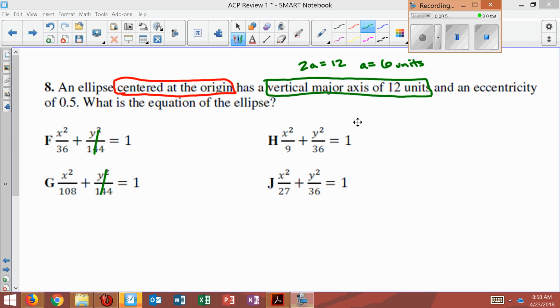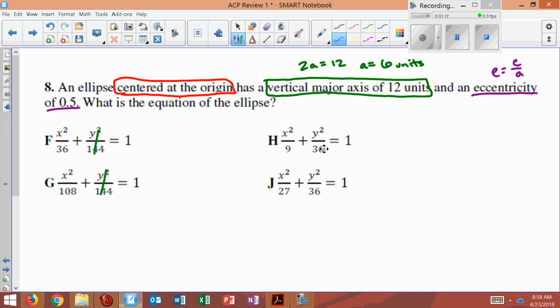And it says it has an eccentricity of 0.5. Now you need to remember that eccentricity comes from the formula c divided by a. In this problem we just discovered a is 6, and we don't know what b is, but we have 2 options. I'm going to choose this one first. This might be b squared. Let's just say if b squared equals 9, then b equals 3.